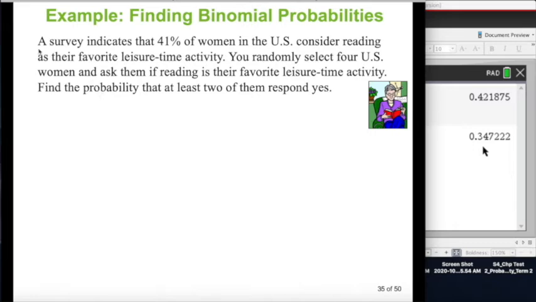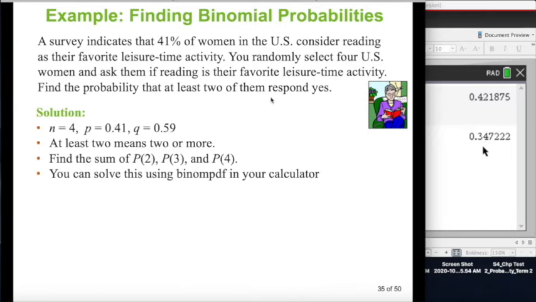Okay, in this example, a survey indicates that 41% of women in the US consider reading as their favorite leisure time activity. You randomly select 4 US women and ask them if reading is their favorite leisure time activity. Find the probability that at least 2 of them respond yes. Okay, number of trials is of course 4. Because here you randomly select 4 US women, so n is equal to 4.